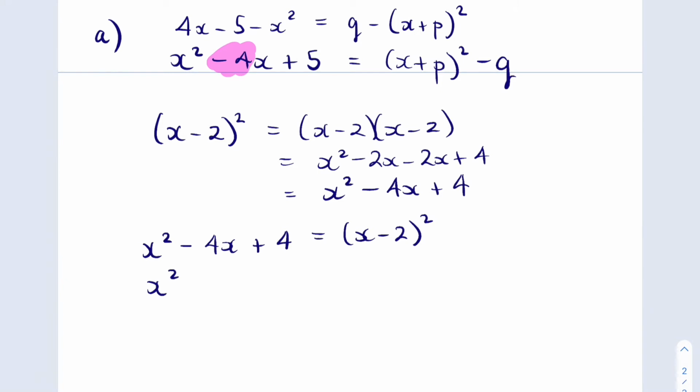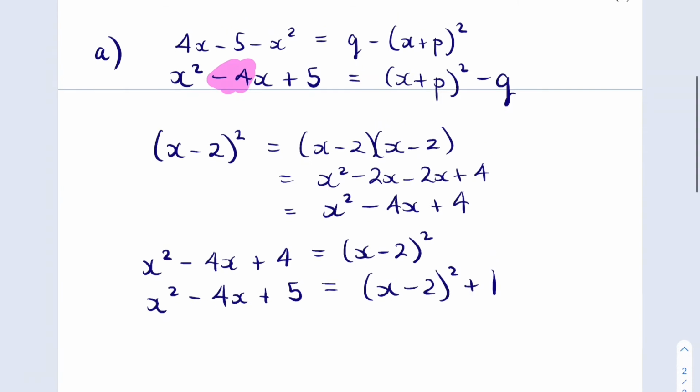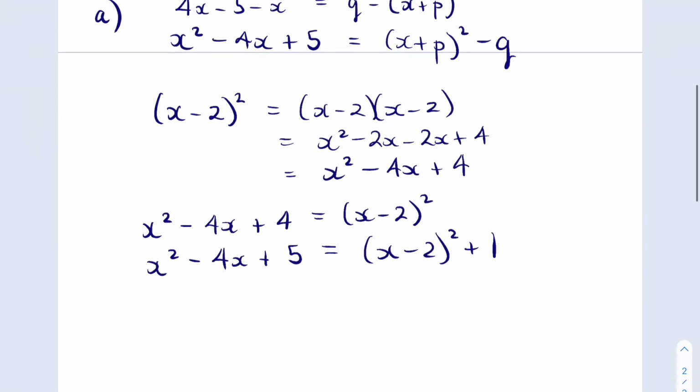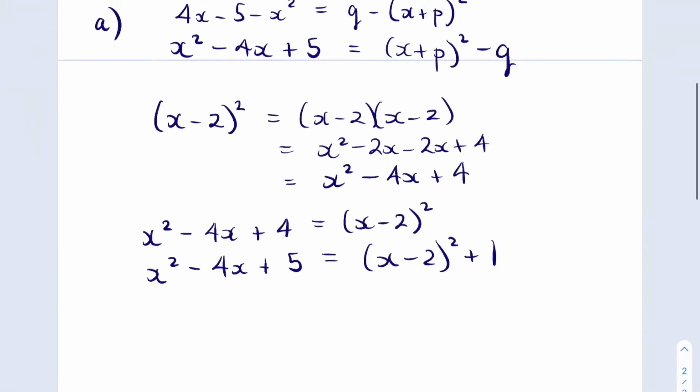And then I'm going to add 1 to both sides so that I can explicitly state that x squared minus 4x plus 5 is equal to (x minus 2) squared plus 1, excuse me. Okay, so now I've got my x squared minus 4x plus 5 in a completed square format. And if you want to, you can go back to multiplying both sides by minus 1.